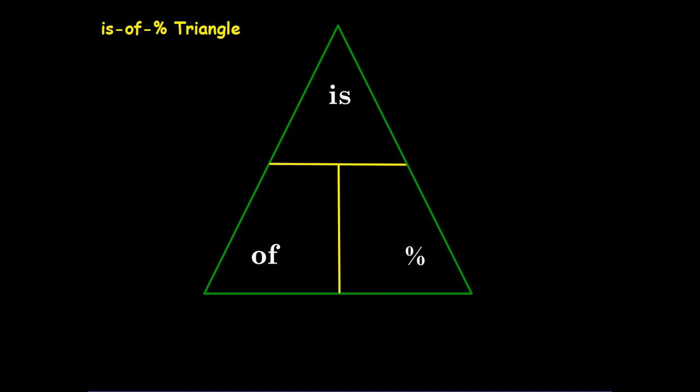and Miss Larson. But anyway, I usually just call this an is-of-percent triangle. So you'll notice I divided this triangle into three parts. Is always goes in the top. It doesn't really matter what order the of and the percent go. This is just typically the order I put it in. What we will be doing is placing numbers and variables in each of these sections based off the problem, and it will help us know what to do to solve.